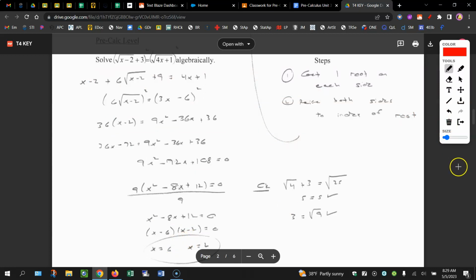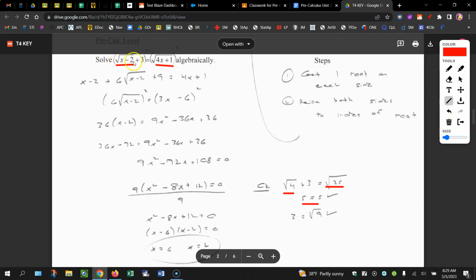With radicals, you're always going to have to check for extraneous roots. So what you're going to do, if you literally plug in 6 here, 6 minus 2 is 4. So square root of 4 plus 3. 6 times 4 is 24 plus 1. That's where that's coming from. 2 plus 3 is 5. Square root of 25 is 5. That checks. Then you're going to check x equals 2.